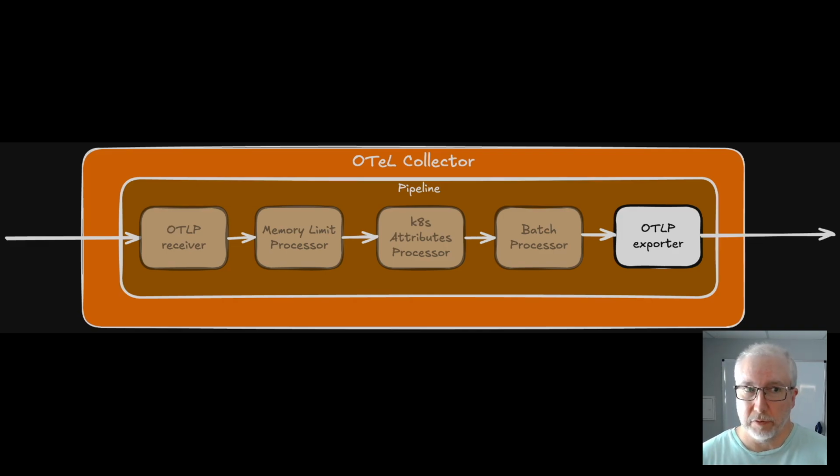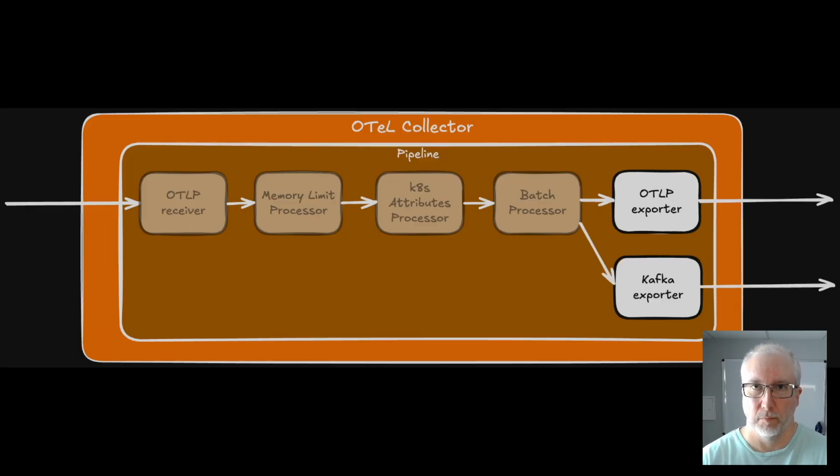As with receivers, we can have one exporter for a pipeline, or we can have multiple. In this case, we're now also sending the same data to the Kafka exporter. When there are multiple exporters, each destination, so OTLP exporter and the Kafka exporter, will receive the same set of data that passed through the pipeline. This is a great way to try out different observability backends by sending the same data to two different locations to allow you to compare the visualization and functionality of the different systems.